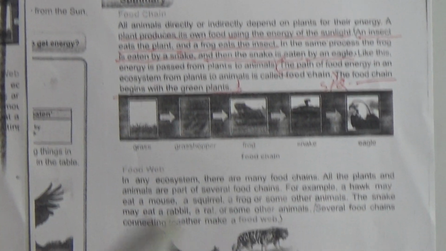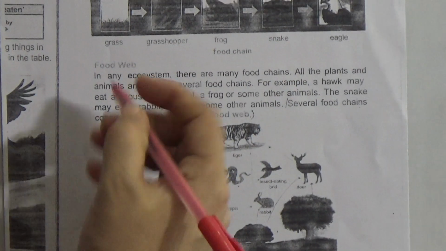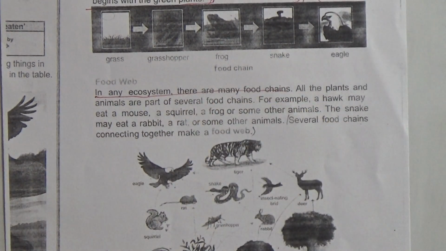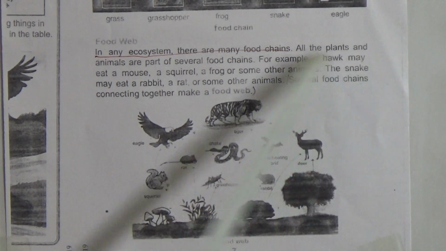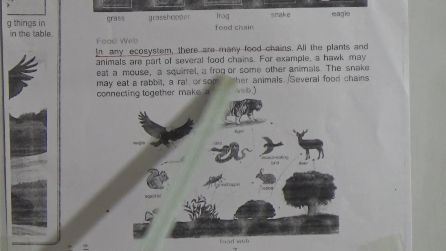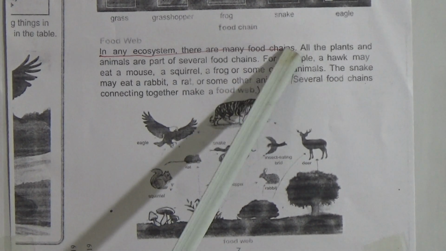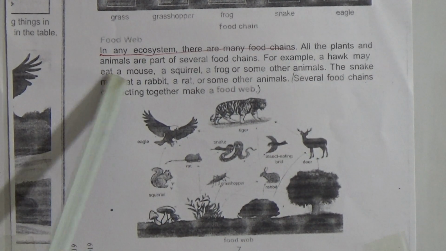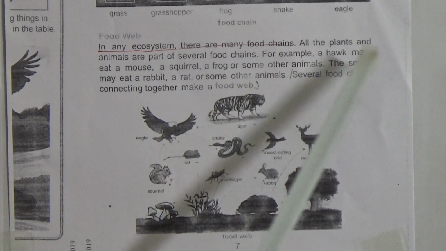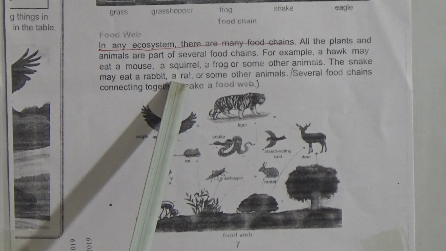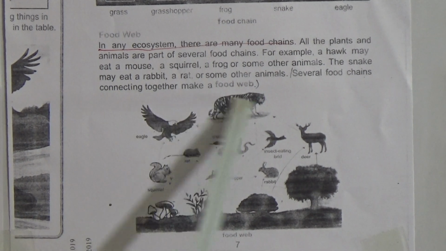Okay, now come to food web. In any ecosystem there are many food chains. See here, there are many food chains. All the plants and animals are part of several food chains. For example, a hawk may eat a mouse, a squirrel, a frog or some other animals. The snake may eat a rabbit, a rat or some other animals. Several food chains connecting together make a food web.